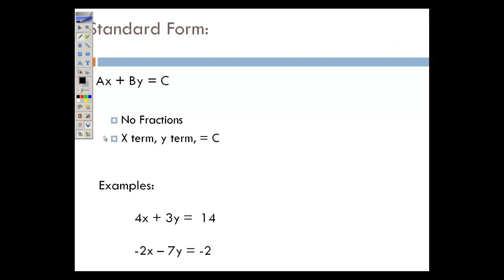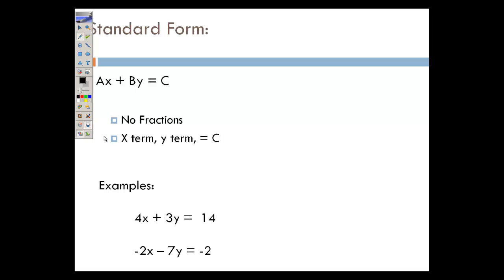Now let's talk about standard form a little bit. This is different than slope-intercept form. Both are still lines. The x is still to the first power. However, it's just written a little differently. There can't be any fractions. The x term has to come first, then the y term, then equal to a constant, just a number over there.